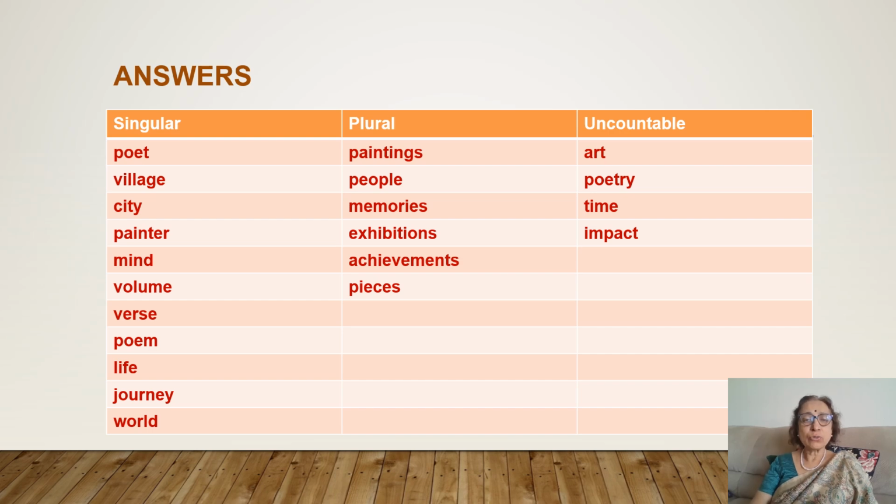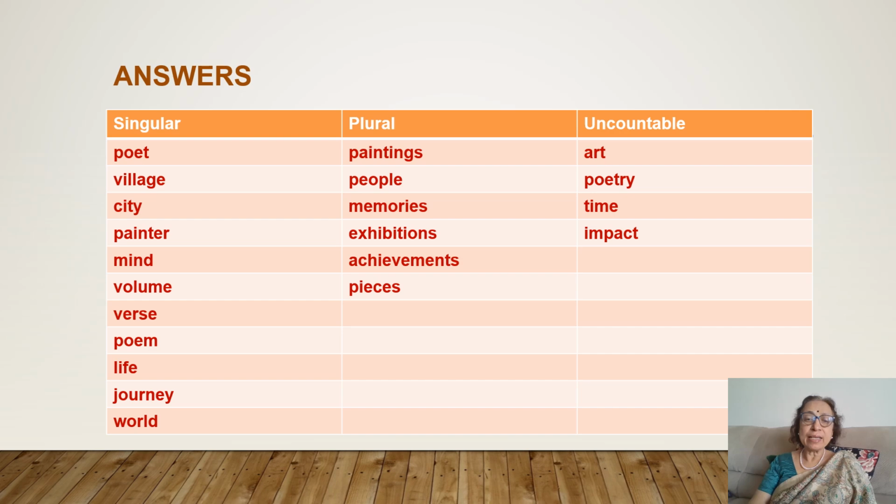Here are the answers once more in 3 columns: singular, plural, and uncountable. The first sentence is: the poet was born in a village. So you have 2 nouns, poet and village, both singular. He was educated in the city, only 1 noun, city, again singular. He became a painter first. Painter is the noun here, again it's a singular noun.